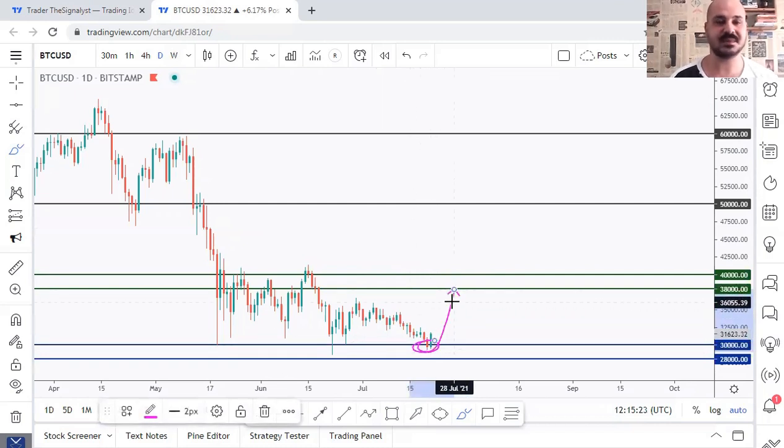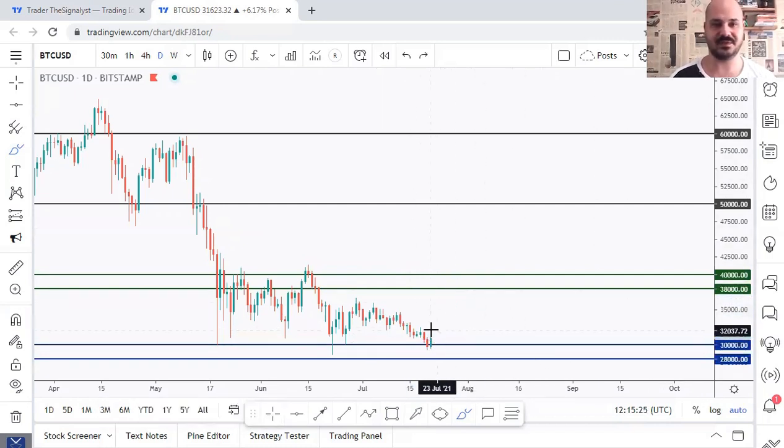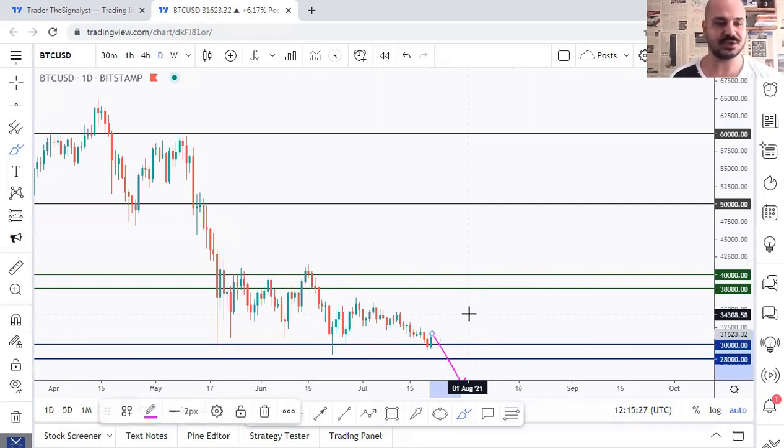We're looking for buy setups unless we have a break below the 30K. Okay, so long story short, we're around support, looking for buy setups unless we have a break below it, then it would become a resistance area.